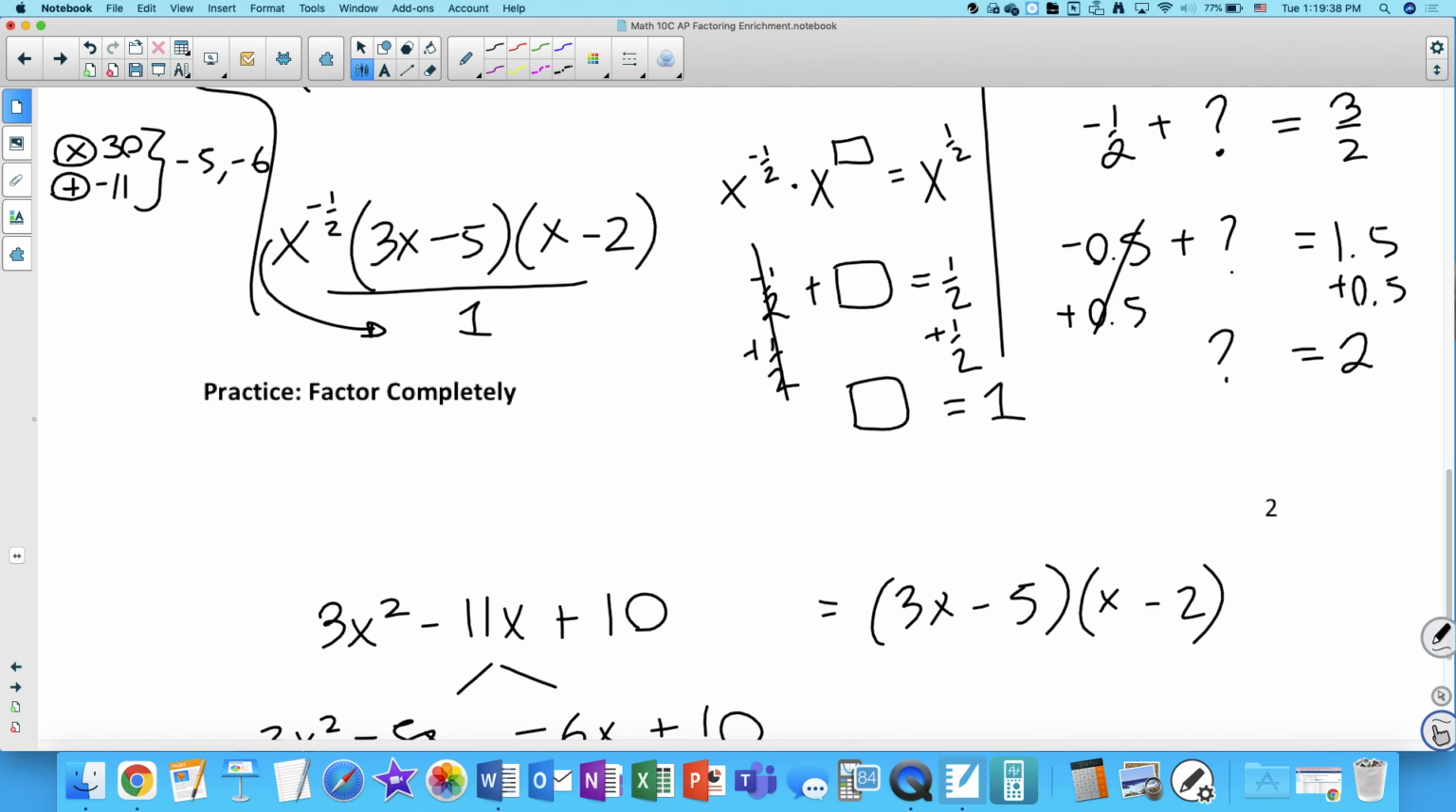If we bring it down, we're going to have 3x minus 5 times x minus 2 over x to the 1/2. Now, as a radical, x to the 1/2 is the square root of x. Okay. Now, what I want to talk about is why this might be useful to do, because otherwise we're just running in circles, right? What's the point? Okay. So the point is this.